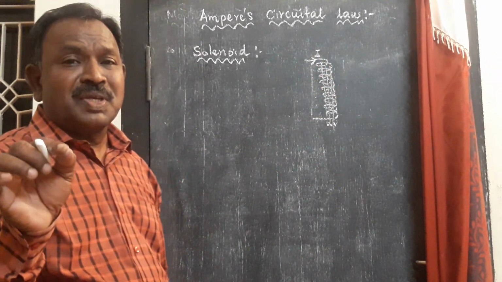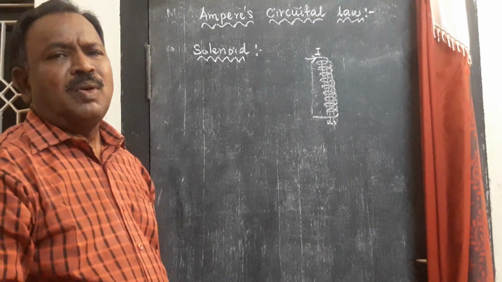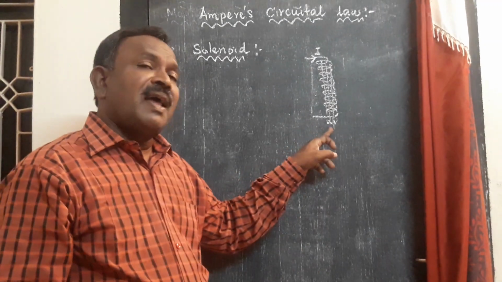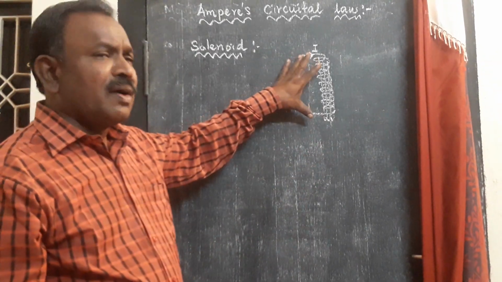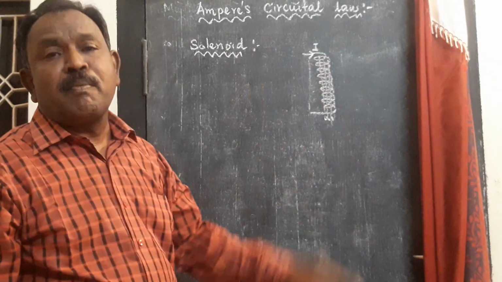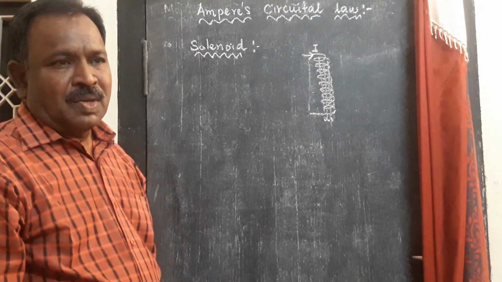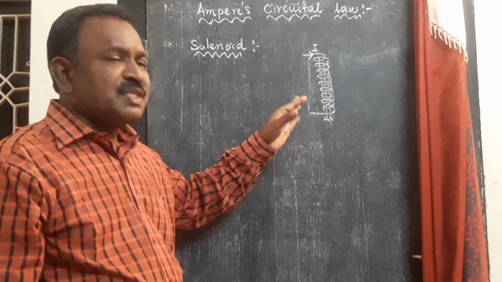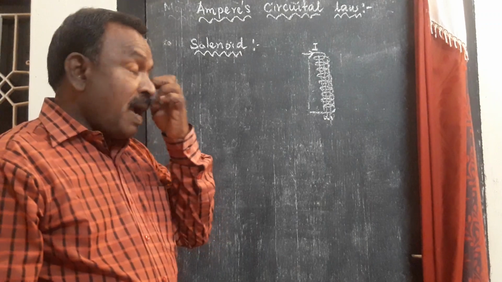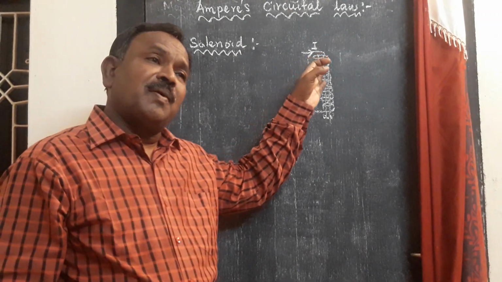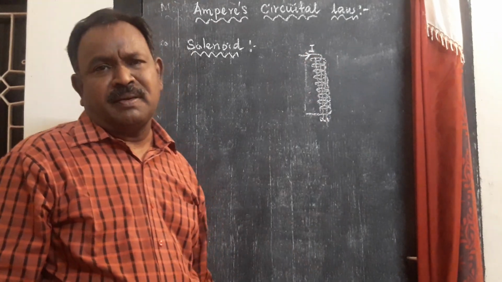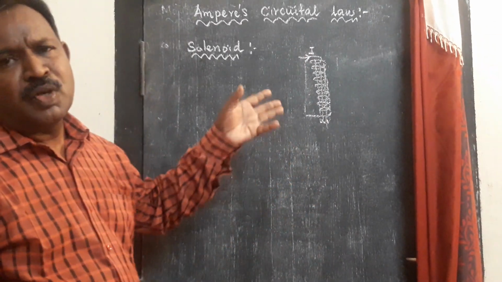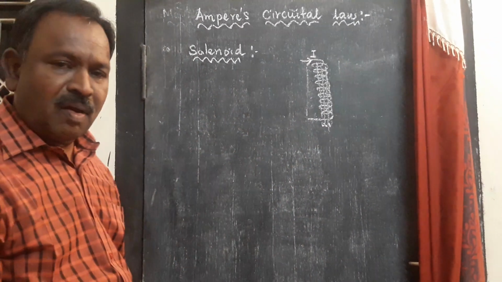Depending upon the direction of flow of current, one end of the solenoid will act as a north pole and the other end as a south pole. A current carrying solenoid is similar to a bar magnet. Magnetic field lines flow from north pole to south pole outside the solenoid and from south pole to north pole inside the solenoid.